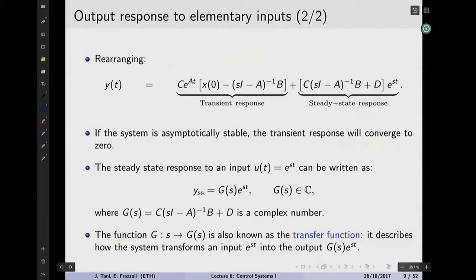We showed that the output can be grouped up in two terms. The first one is a function of this exponential here. This was the same thing we saw for the initial condition part. It's the transient response. Why is it transient? It's transient because it really changes in time.